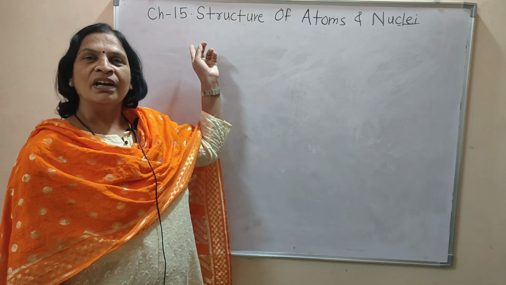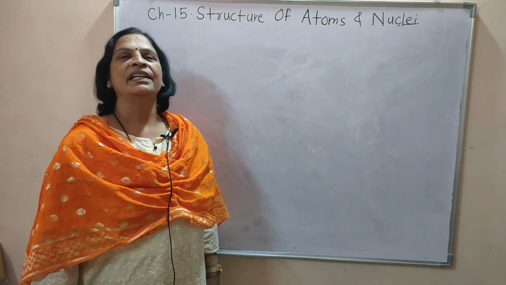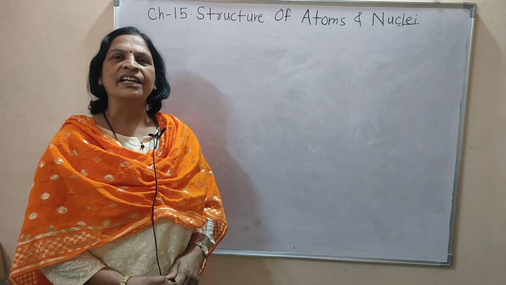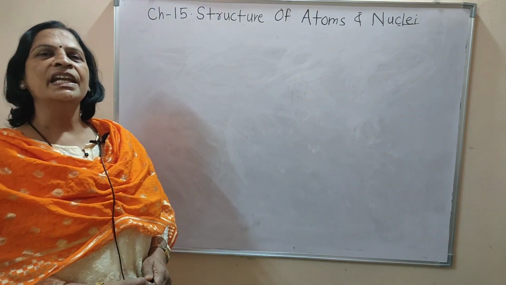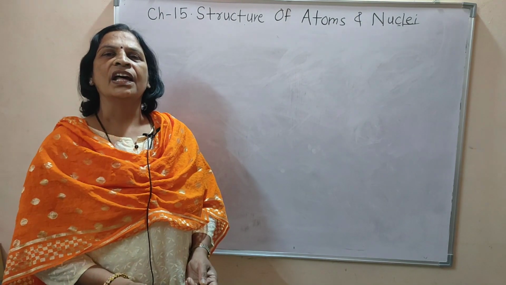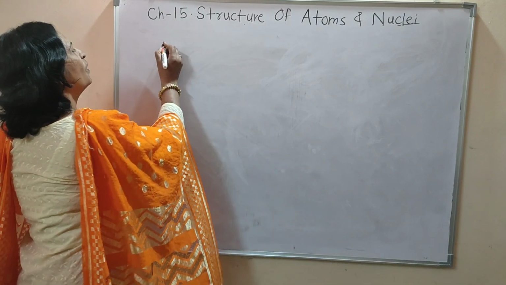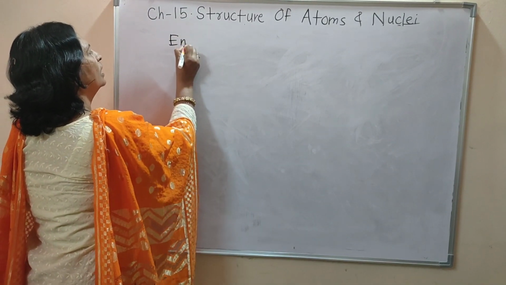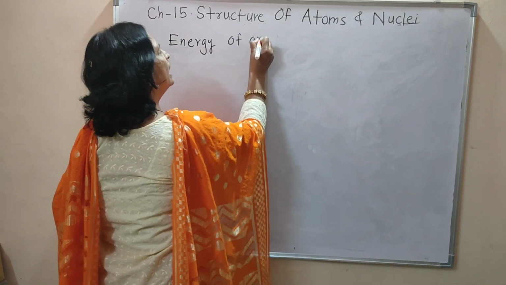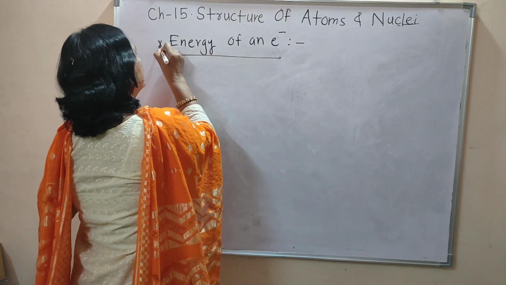We will continue our chapter, Structure of Atom and Nuclei, and this is lecture number 3. In this lecture, we will study the energy of an electron revolving around the nucleus. Okay, let us start. Derivation for energy of electron. Energy of an electron which is revolving around the nucleus.